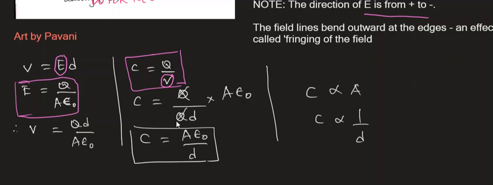So C is equal to Q by Q D into the reciprocal of A epsilon naught. So Q can be cancelled here. Therefore, C is equal to A epsilon 0 divided by D. Epsilon 0 being a constant, the dielectric constant here, C, that is capacitance, is directly proportional to A, and inversely proportional to the distance between the plates.